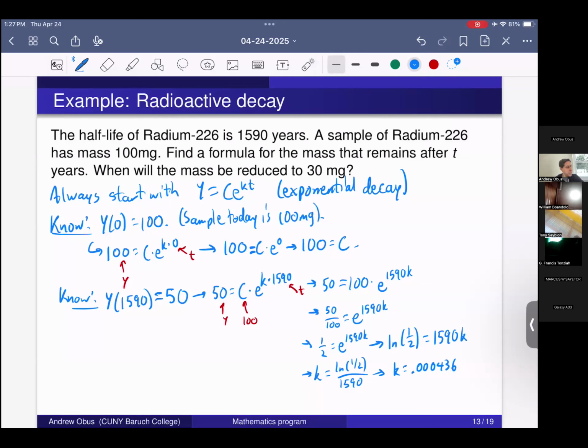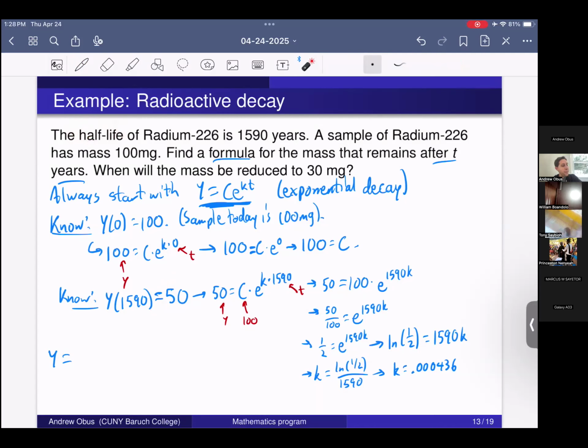So find a formula for the mass that remains after t years. It's just asking us to write down this function. So we have that y. Sorry, yes, Princeton? My concern is about this 50 that we got here. Mm-hmm. So over here, where we got y of 1590 equal to 50, I don't know how we got the 50.